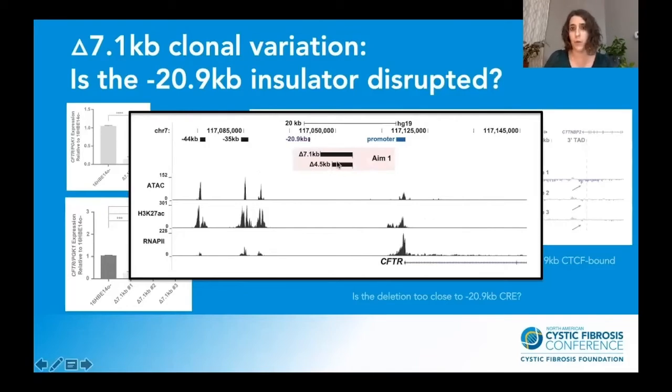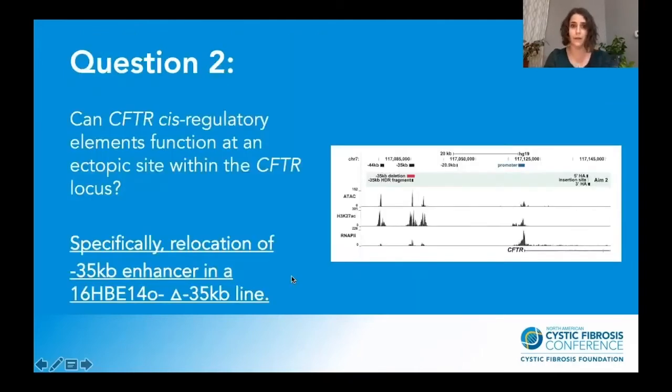So we've moved it away from the minus 20.9 kb element, and we will be assessing these cells to see if we have as great of a clonal variation when we shorten the deletion, and that's ongoing. Secondly, I would like to talk to you about what happens when we move a cisregulatory element to an ectopic site within the CFTR locus.